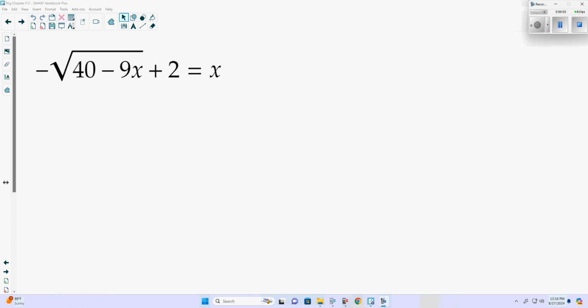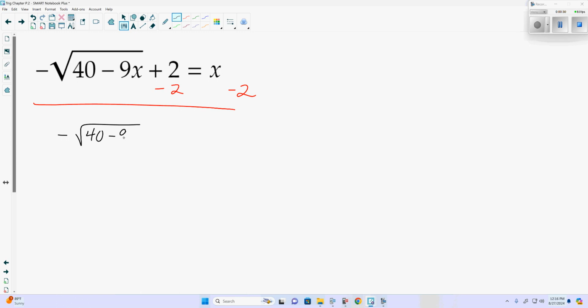We're going to continue on with the note sheets for P.2. Negative square root of 40 minus 9x plus 2 equals x. Now we need to get the radical by itself since there's only one of them. So the first thing we can do is subtract 2 from both sides, which will tell us negative square root of 40 minus 9x equals x minus 2.